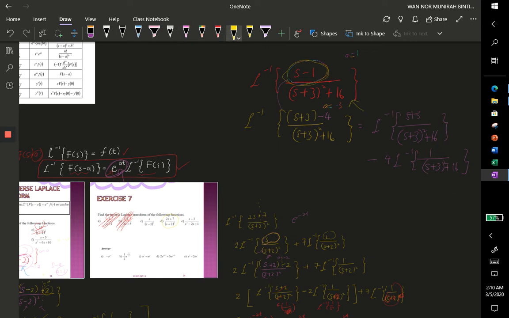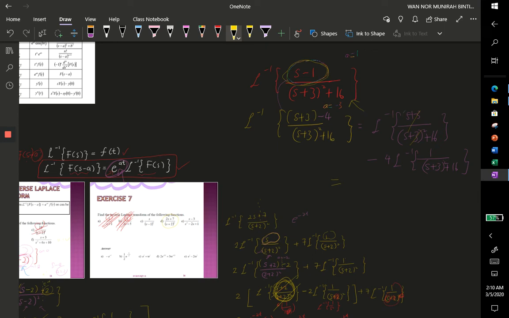class. Previously you just have s plus 2 here, s plus 2 over s plus 2 square, so that you can simply cancel out the function. But this time around, you cannot simply cancel out this one with this one. Okay, wrong, because you have plus 16 here. So you cannot simply cancel out. What you need to do is just solve it as usual.